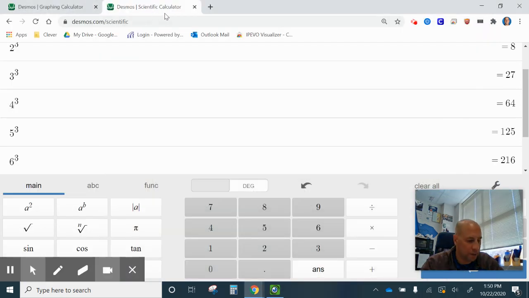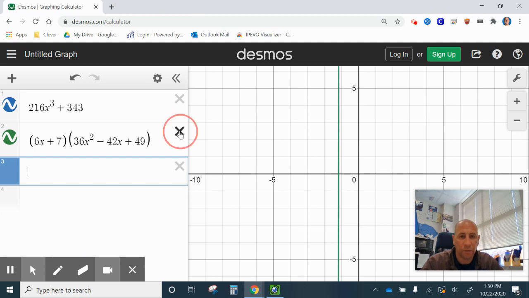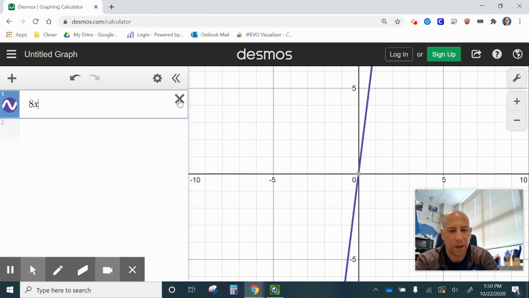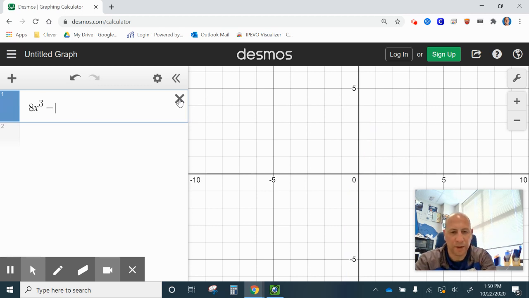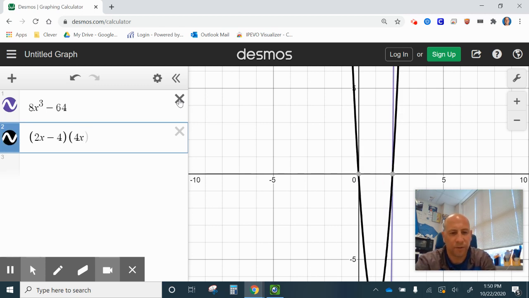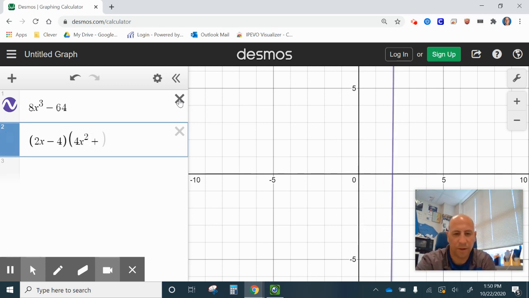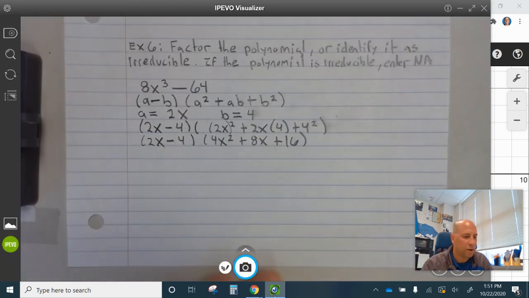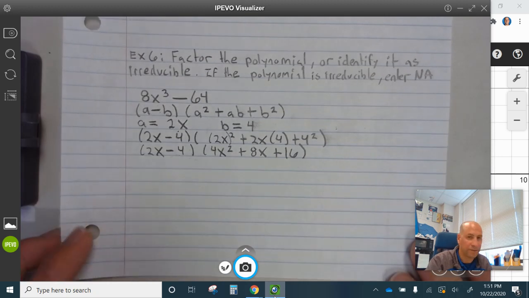All right, I don't think we need the calculator anymore. Delete these, delete this. So 8x cubed minus 64. Press enter. Okay, now parentheses 2x minus 4, parentheses 4x squared plus 8x plus 16. You see that they overlap. So this is the correct factorization of this. All right, go ahead and finish up example 6, and I believe that's the last example.